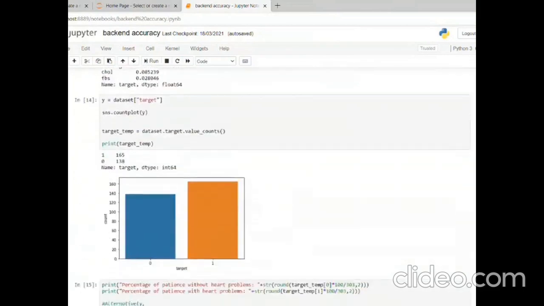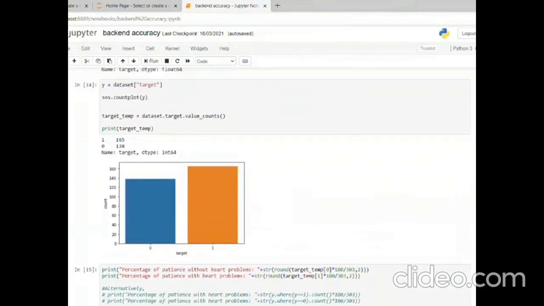And here when you see this, we use the unique function which prints out all the unique values in the given data variable of the dataset. And here in the bar plot, 1 is the number of people suffering from heart disease, and 0 is the number of people who are not suffering from heart disease. The number of people suffering from heart disease is 165, and the number of people not suffering from heart disease is 138.